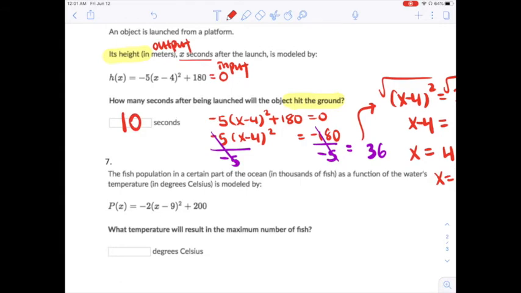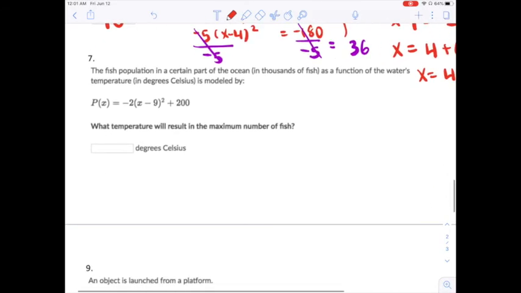Okay. And number 7. So this is what you're just looking for: the maximum number of fish. So this is what P is. A certain part of the ocean, the fish population, that is my y value, or function value, as a function of the water's temperature. Water's temperature, that is my input, which is x. And we have vertex form, which we can get the vertex directly.